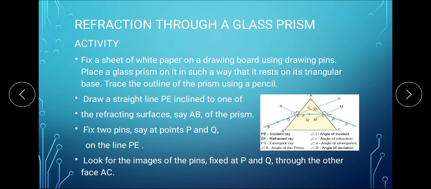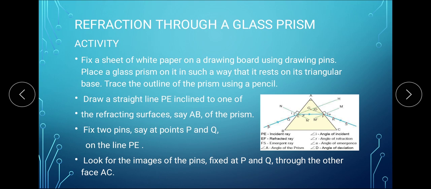Make sure that this line is inclined to one of the refracting surfaces of the prism. If we take this refracting surface AB of the prism, then PE is a line which we have drawn inclined to it. After drawing this line, we will fix two pins. Let them be P and Q. As you can see in the figure, we have fixed two pins P and Q on this line.